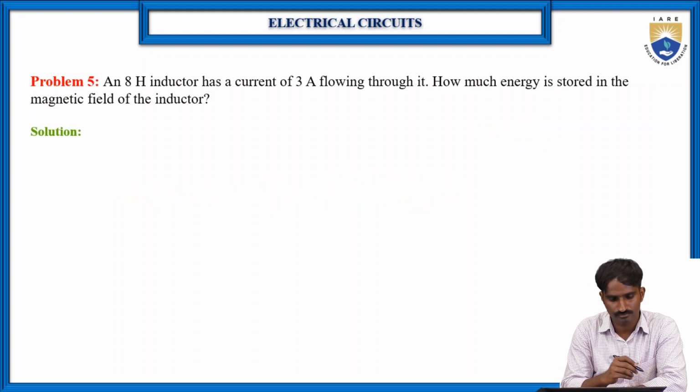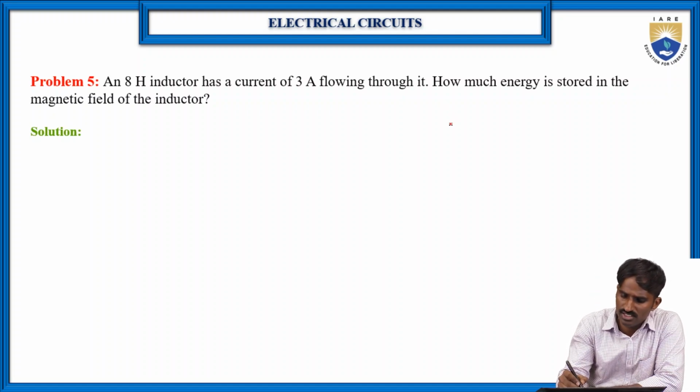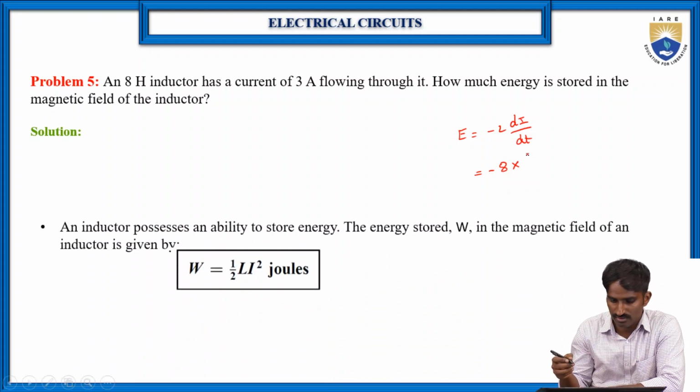Next, another problem. Here an 8 henries inductor has a current of 3 amperes flowing through it. How much energy is stored in the magnetic field of the conductor? Of course, again the same equation. So here E is equal to minus L into di by dt. Then substitute the values here, minus L. So here, of course, the L value is 8, and the current is 3 amperes flowing through it. Then substitute in here.